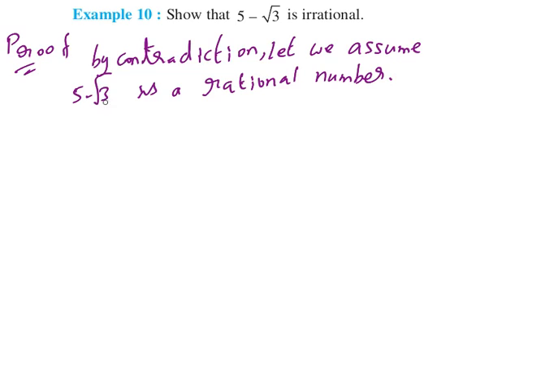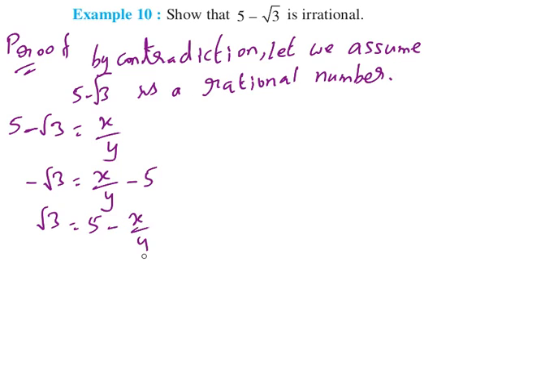So if 5 minus root 3 is a rational number, this 5 minus root 3 can be written in the form of x by y. We have the proof already for root 3, so we'll keep root 3 only this side. So root 3 equal to x by y minus 5, or minus root 3 equal to x by y minus 5. This minus 5, if we bring this side, it will become plus 5. So root 3 equal to 5 minus x by y.